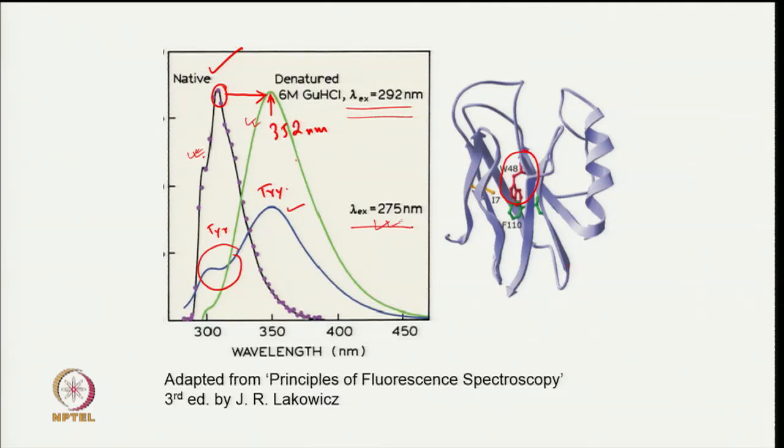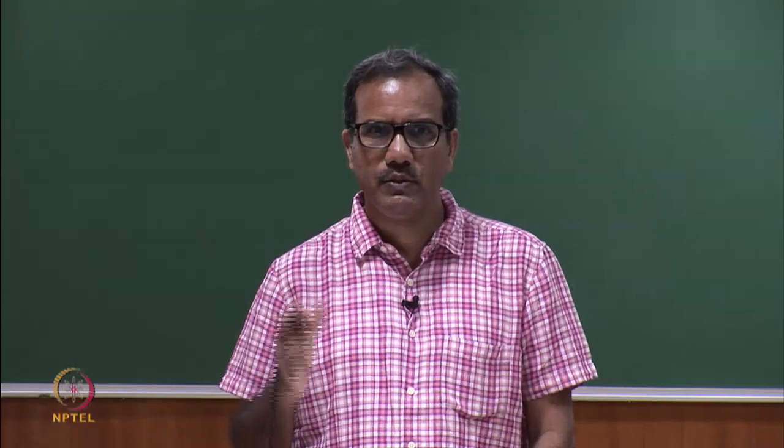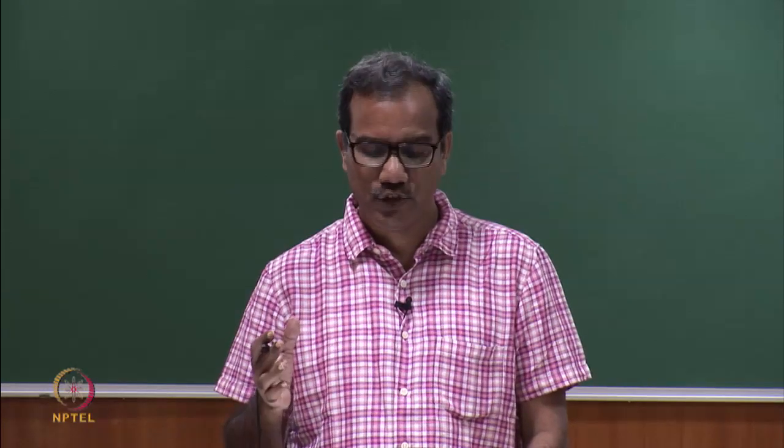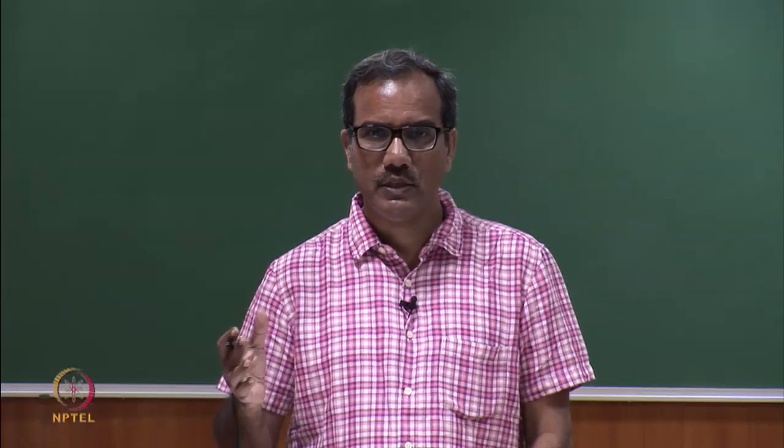You can also excite your protein at 275 nanometer, but it will excite both tyrosine and tryptophan, and then you see the tryptophan fluorescence will go down, and this is for tryptophan and this is for tyrosine. There is one tyrosine also. Generally in the lab, if we want to look at tryptophan, we excite it at 292 nanometer. Fluorescence can also be used to look at the pH of the medium.